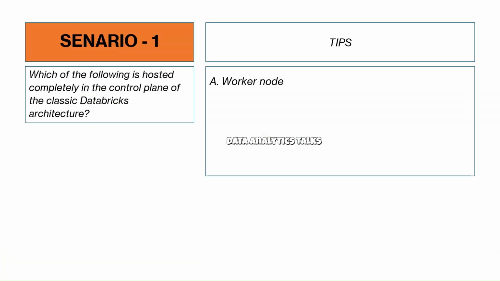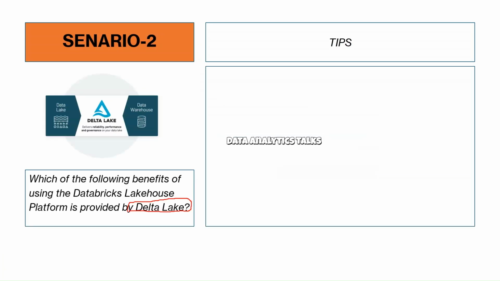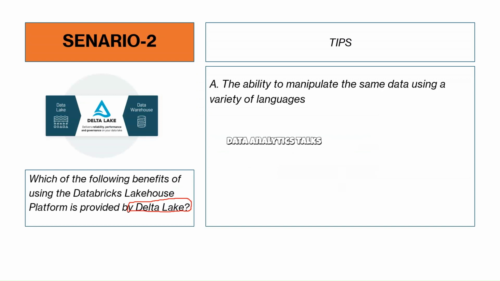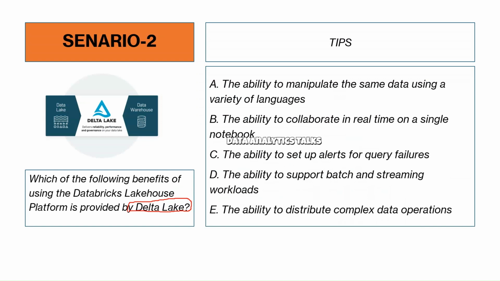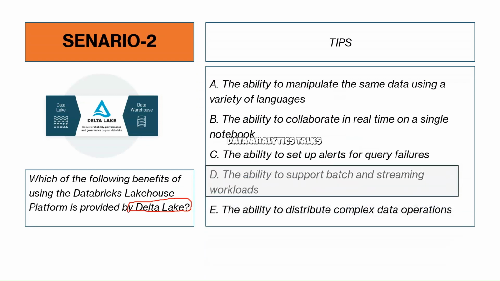So now let us do the question and answer again. Which of the following benefits of using the Databricks Lakehouse platform is provided by Delta Lake? Option 1 is the ability to manipulate the same data using a variety of languages, the ability to collaborate in real time on a single notebook, the ability to set up alerts for query failures, the ability to support batch and streaming workloads, the ability to distribute complex data operations. Out of these five options, the ability to support batch and streaming workloads is provided by Delta Lake.